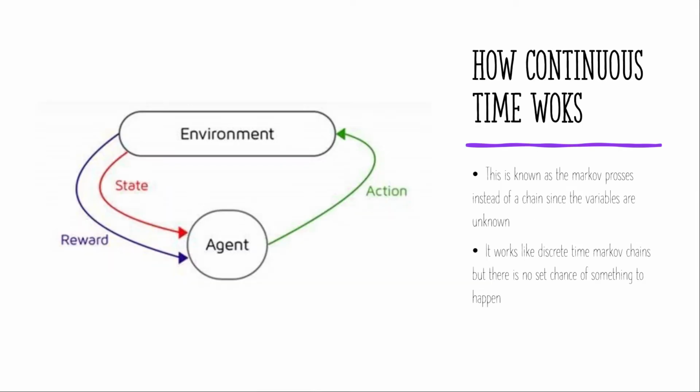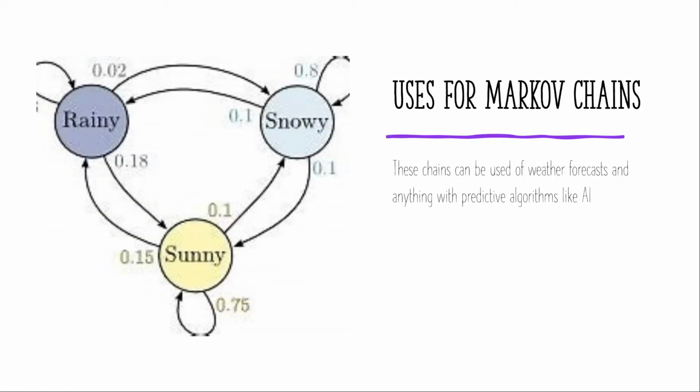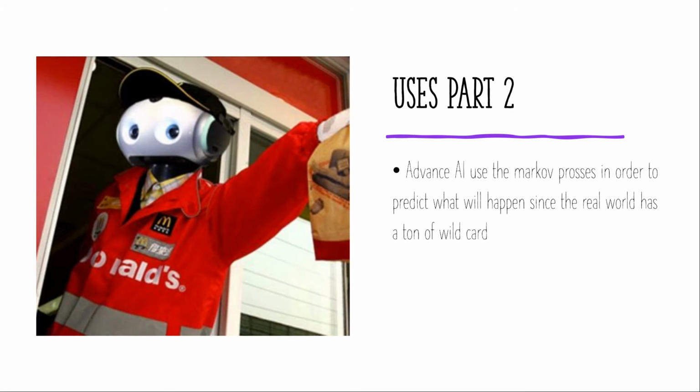Continuous time Markov chains are also known as the Markov process, since there are many variables that are unknown. It works like discrete time Markov chains, but there is no set chance of something to happen. Markov chains can be used for weather forecasts or anything with predictive algorithms like AI.